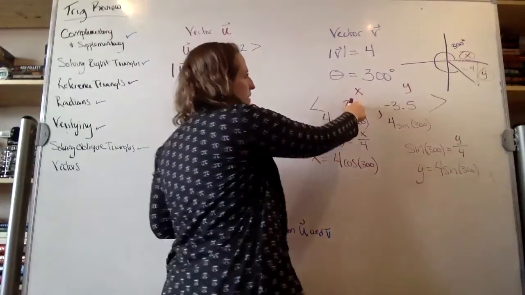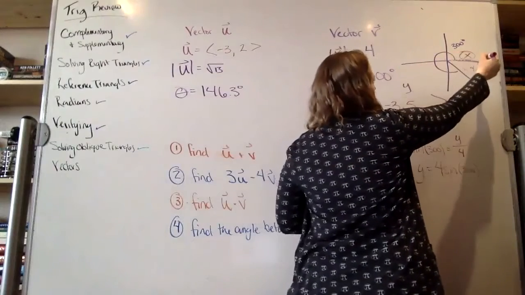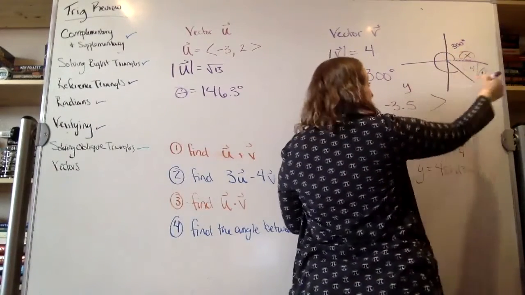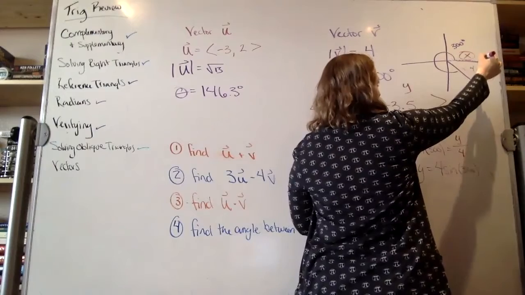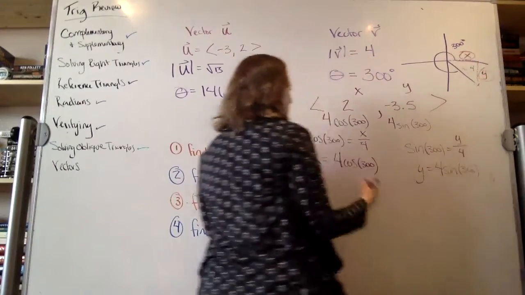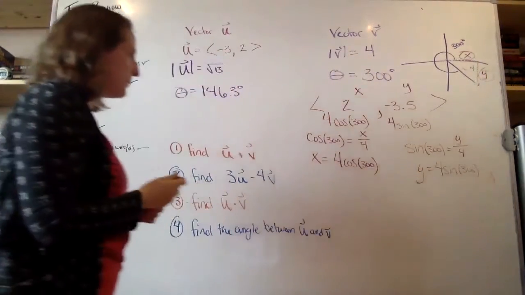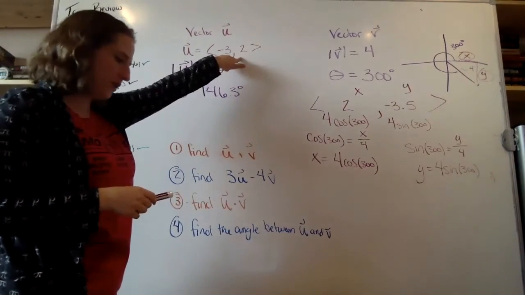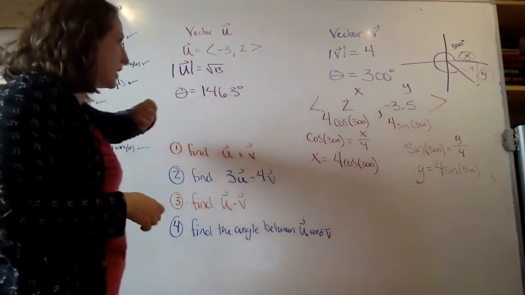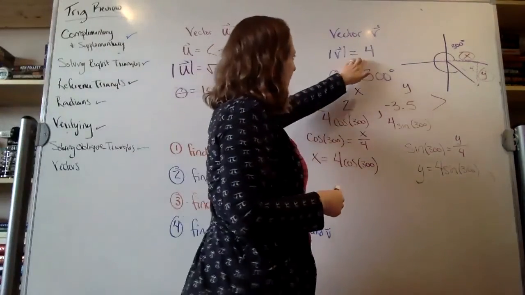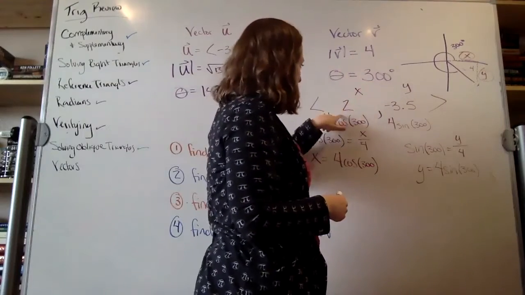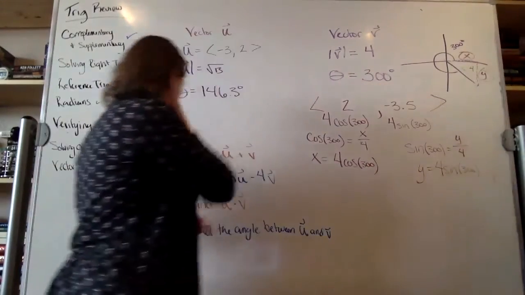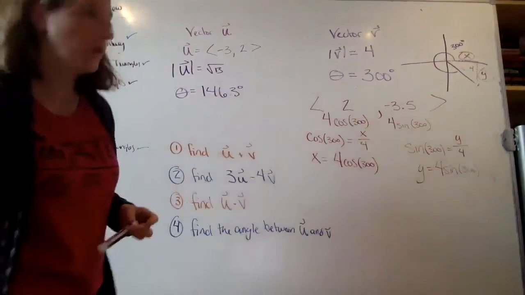It says that our horizontal component is 2, so we go left to the right 2, and our vertical component is down 3.5. That matches our picture, right? A positive horizontal component and a negative vertical component. That seems pretty reasonable. Okay. So here we practice going from horizontal and vertical components to magnitude and direction angle. Now we just practice going from magnitude and direction angle to horizontal and vertical components. Okay. Now let's use that information to answer these 4 questions.